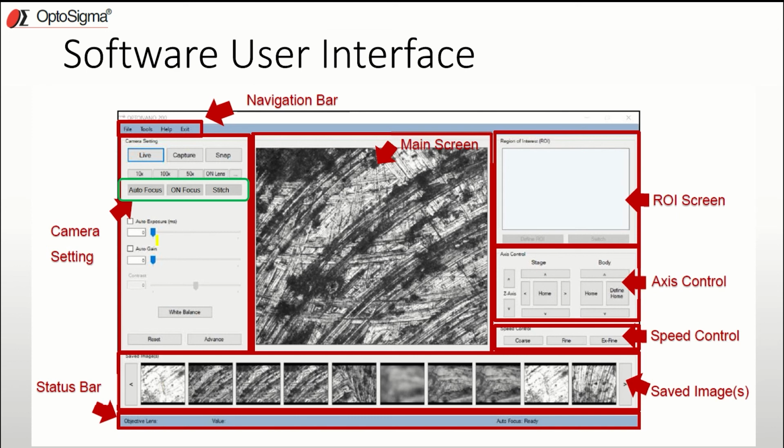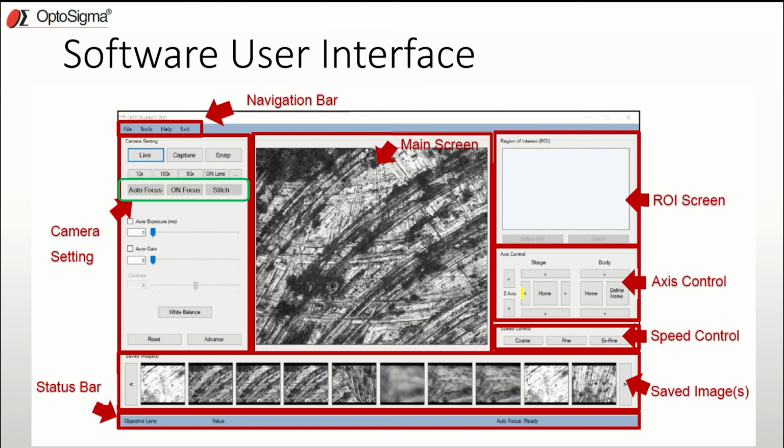The rest of it, you have camera settings, so you can do auto exposure and auto gain, along with white balance. And then down here, you have an ROI screen. So once you have identified the feature you want to look at, you can basically surround it with a circumference or a square, and that'll tell the software to hone in and scan in these particular areas.